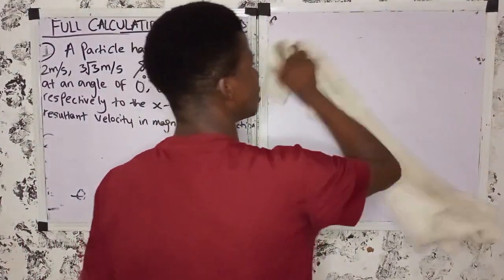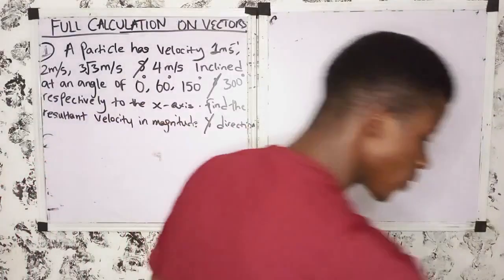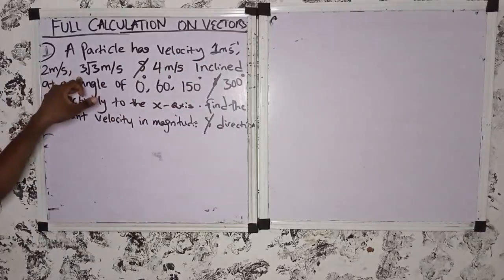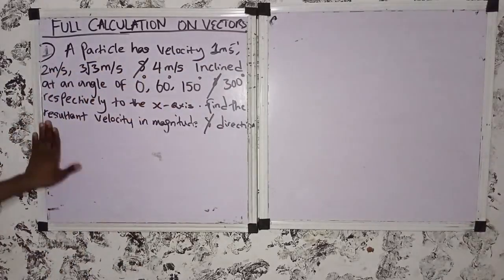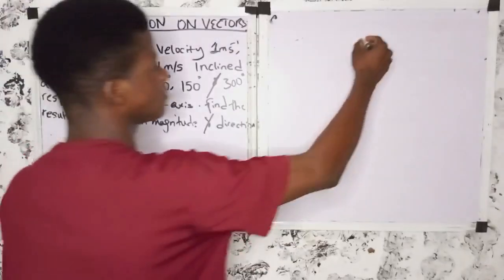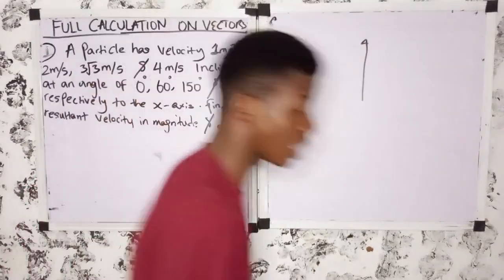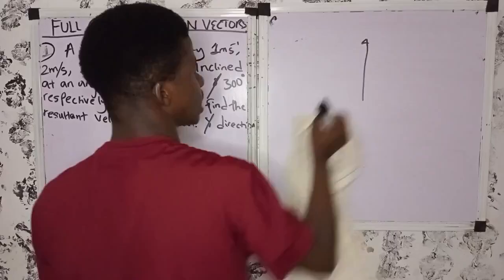Okay, let me do question 1. Question 1 is still resolution of vector. All right, so they say a particle has a velocity of 1, 2 meter per second, 3 meter per second, and 4 meter per second, inclined at an angle of... let me just do it. I want to be fast. I bet you guys have knowledge of the resolution of vector now. So let me just be fast.